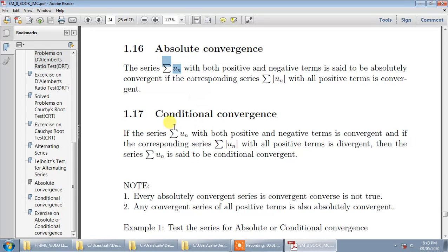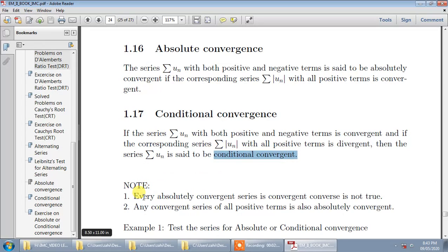Okay. Now what is conditional convergence? If summation un with both positive and negative terms is convergent, and if the corresponding summation mod un is divergent, then summation un is said to be conditionally convergent. So summation un should be convergent, and summation mod un should be divergent. If this is happening, then summation un is called a conditionally convergent series.